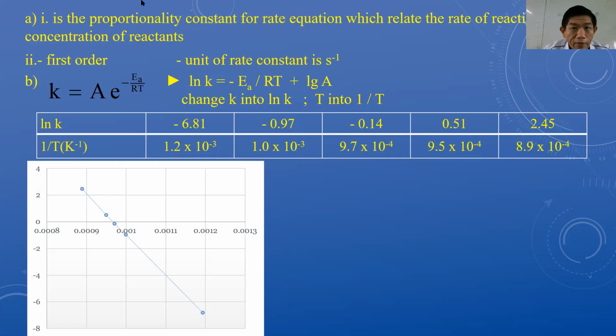Then based on this graph, you get the gradient. You take any 2 points that you like, and once you take them, you can calculate the gradient here, where the gradient is equal to negative Ea over R.